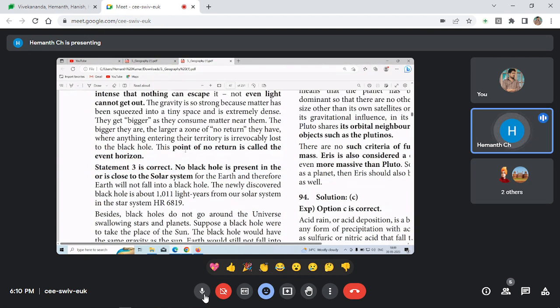No black hole is present or close to the solar system, and therefore Earth will not fall into the black hole.